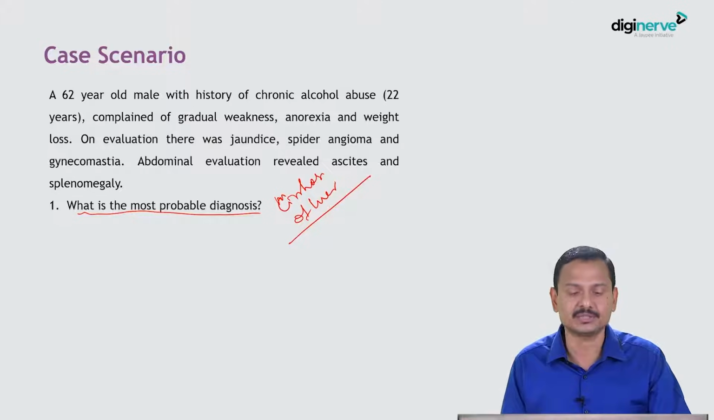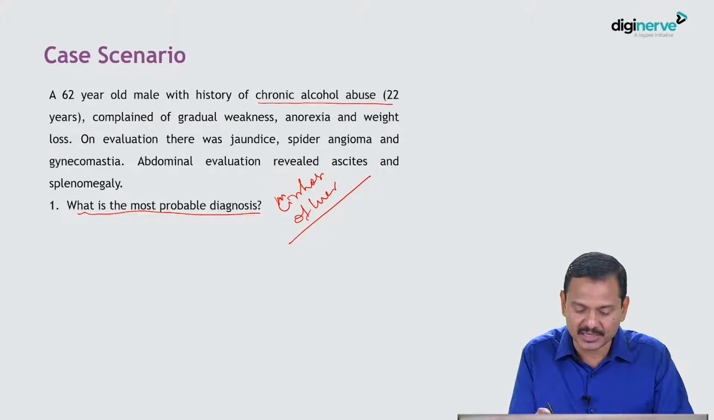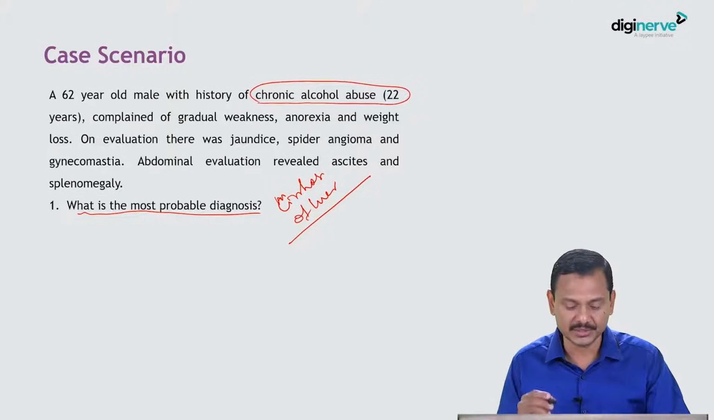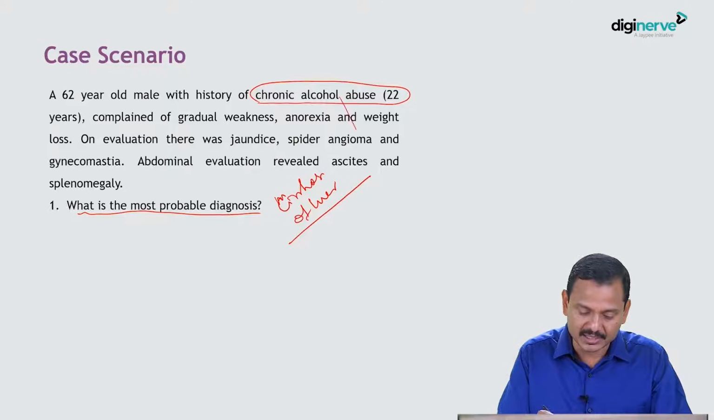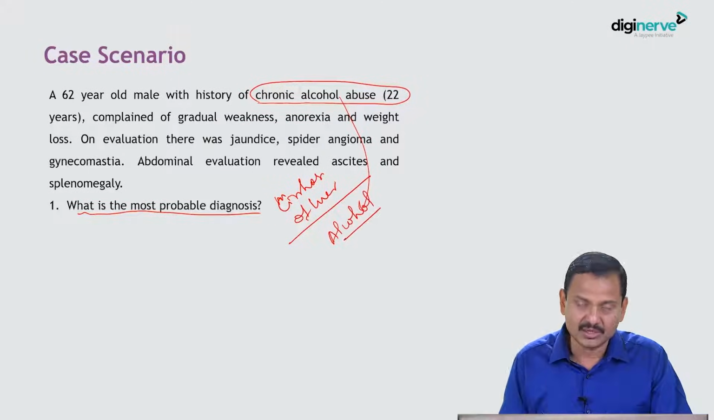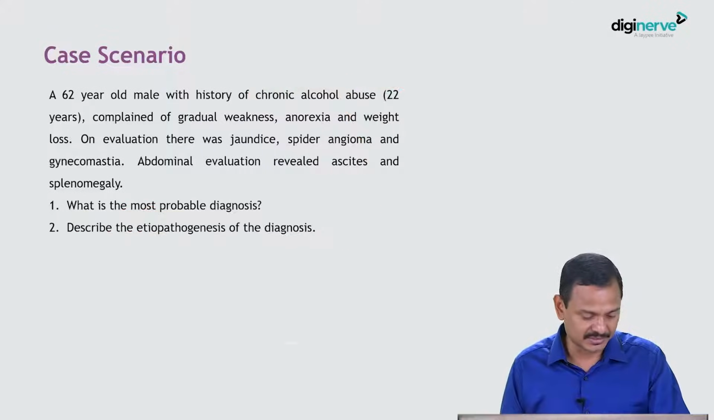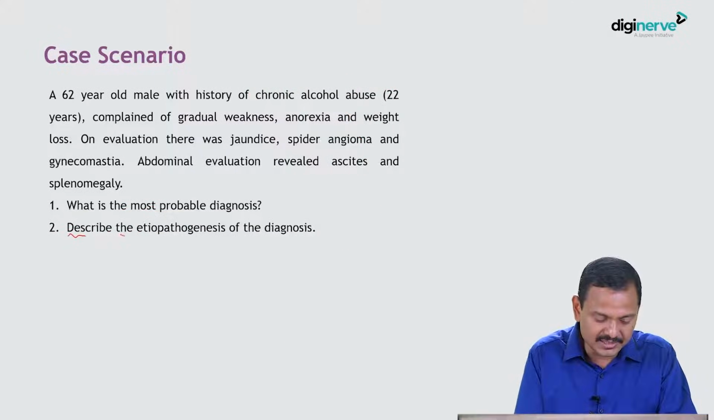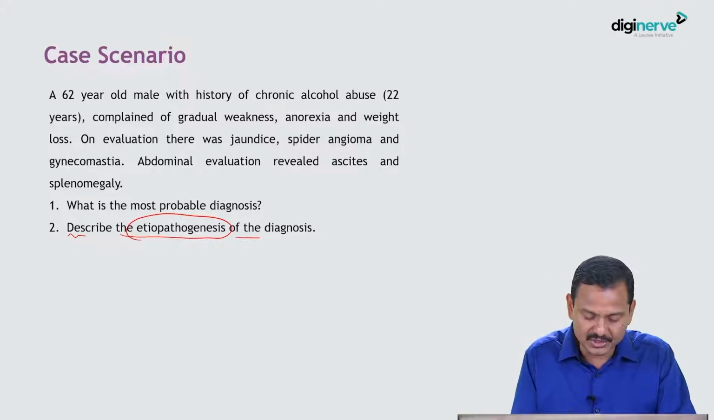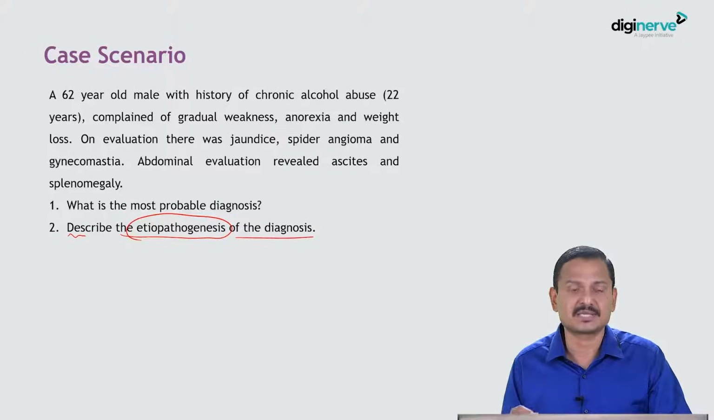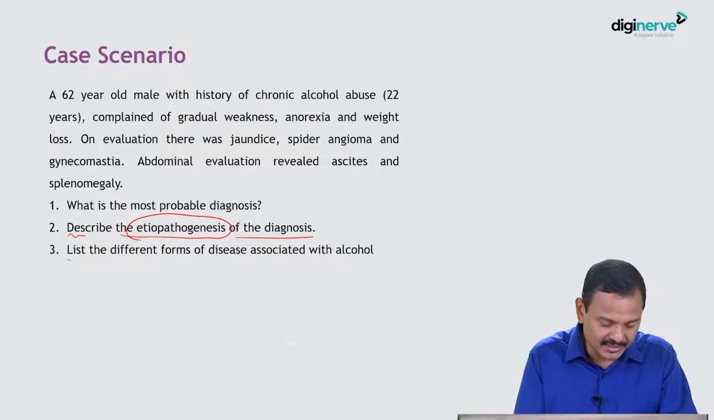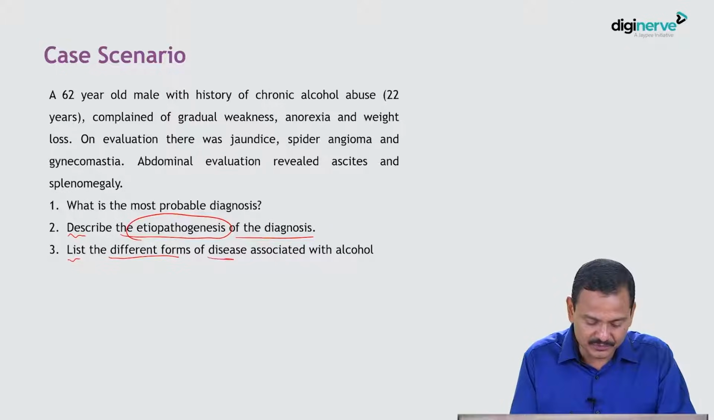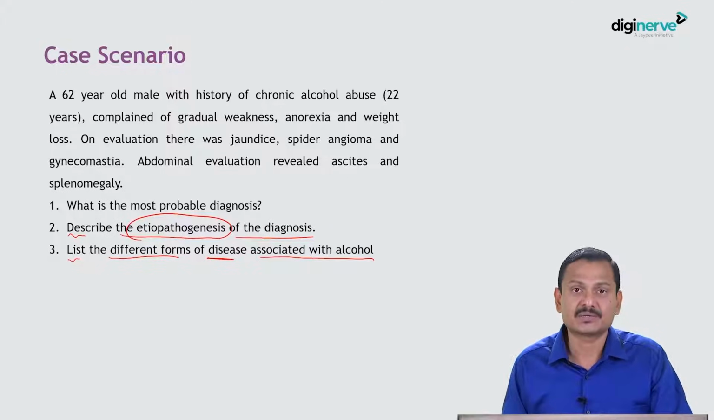And what could be the etiology? Because he has been consuming alcohol for almost 20 years, most likely the cause of cirrhosis is related to alcohol or alcoholic liver disease. The second question: describe the etiopathogenesis of the disease, which we will be discussing throughout the session, and then list the different forms of disease associated with alcohol.